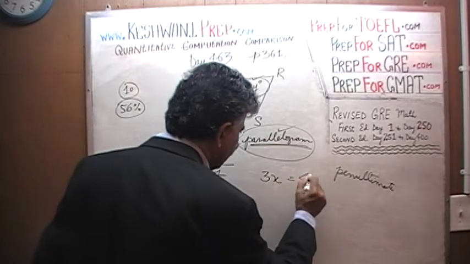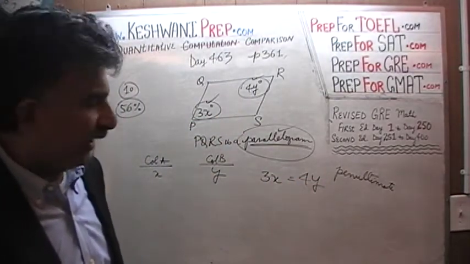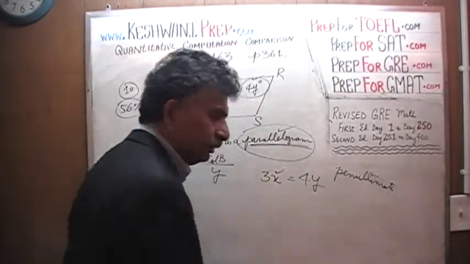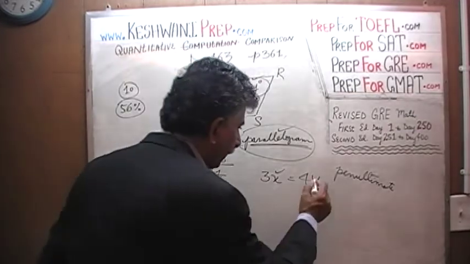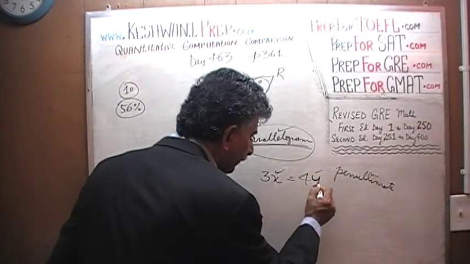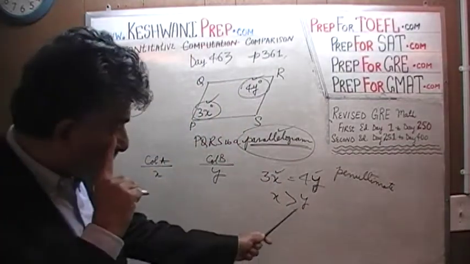3x has to equal 4y. Well, what do you gather from that? What we gather is that if 3 times some amount equals 4 times some amount, then this y would have to be less than x.